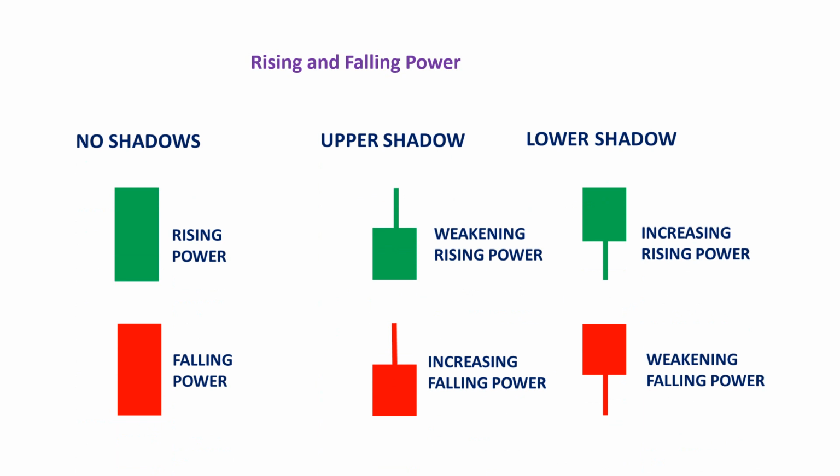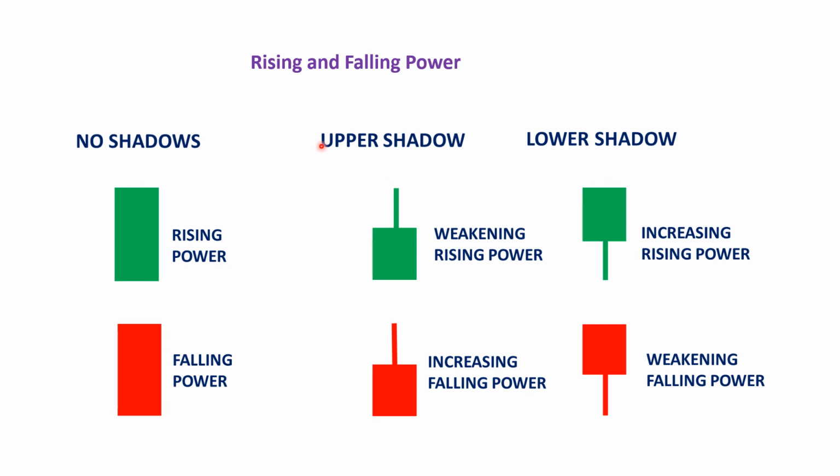Rising and falling power that you should remember. Look at this graph. The first two have no shadows. This one is obvious rising power because it's bullish. This is a falling power. That's obvious because it's bearish.